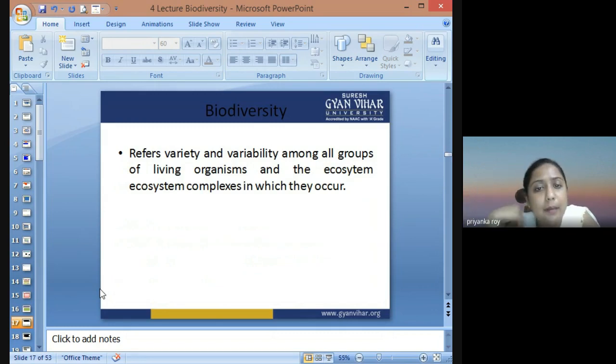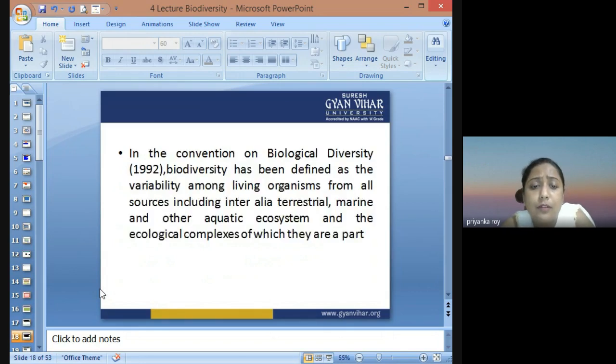Okay, so again, coming back to this, biodiversity refers to the variety and variability among the group of living organisms and the ecosystem complexes in which they occur. Now, in the Convention on Biological Diversity in 1992, biodiversity has been defined as the variability among living organisms from all sources, including terrestrial, marine, and other aquatic ecosystems, and the ecological complexes of which they are part.